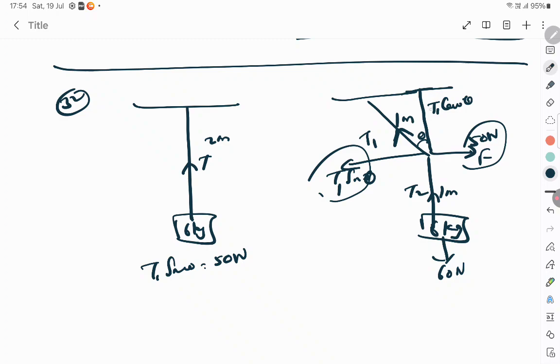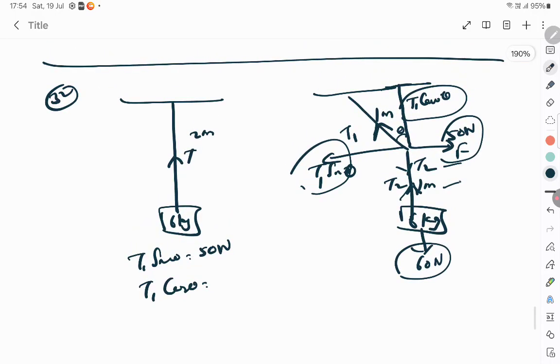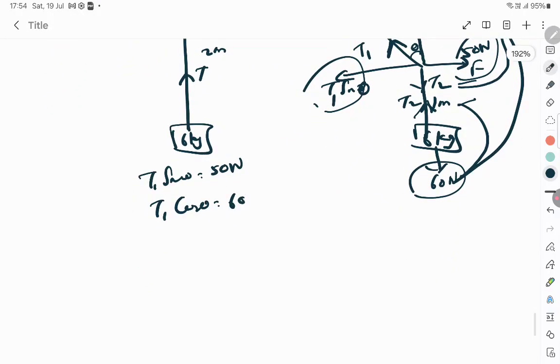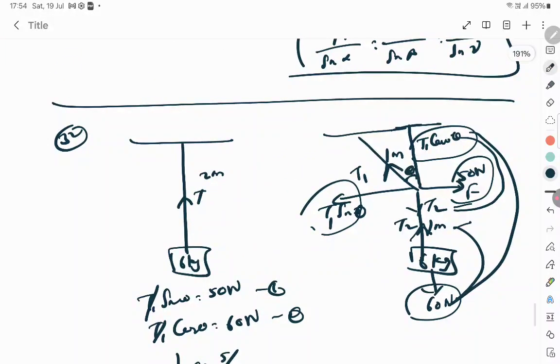Up is equal to down. What is in the up? It's T1 cos theta, which will eventually become equal to 60 Newton. So T1 cos theta will be equal to T2, there's also T2 in equal and opposite reaction. But this T2 is equal to 60, therefore I can equate this directly to 60 Newtons. So dividing the first and the second equation, the T1 and T1 get cancelled, tan theta is equal to 5 by 6. That's the angle that this rope is going to make with the vertical.